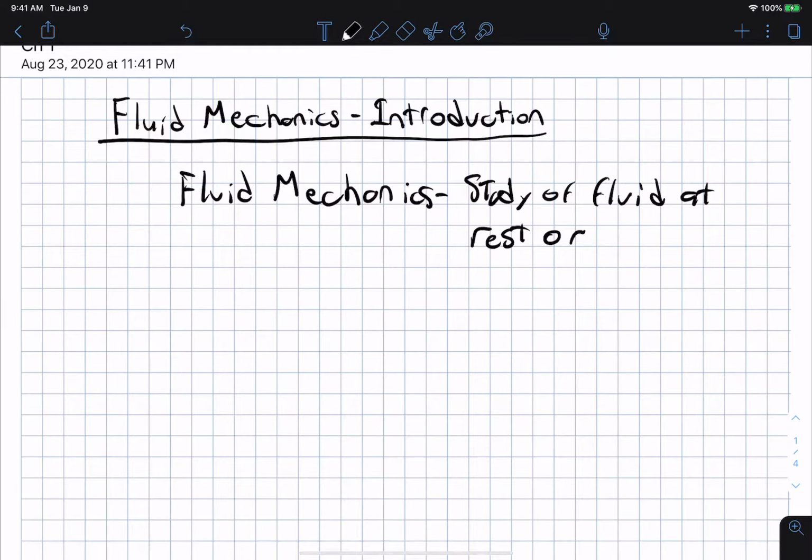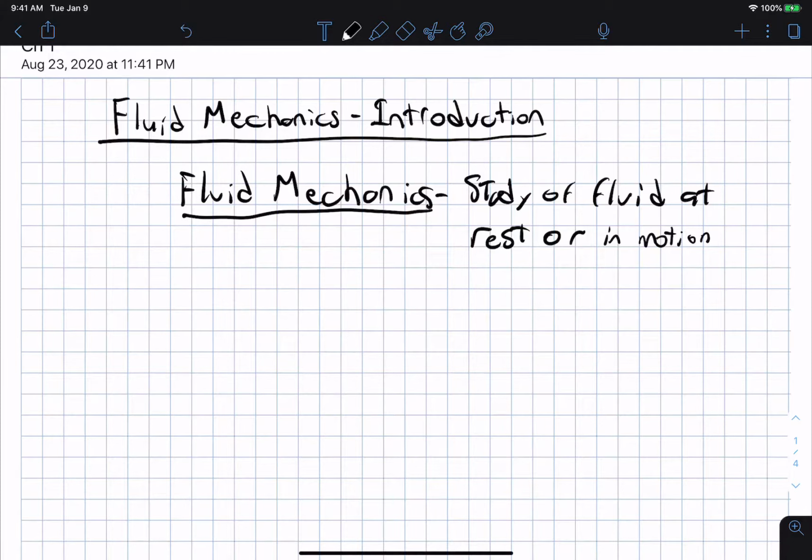But fluid mechanics is the study of fluids at rest or in motion, and when they're in motion is when they are most interesting. And so after chapter 2, we will go into chapter 3, which will be on fluid statics. And then we will go into fluid dynamics after that. And so why do we bother studying fluid mechanics?